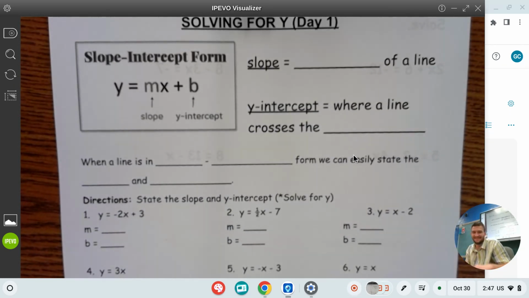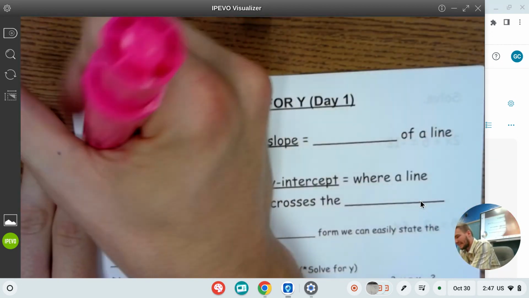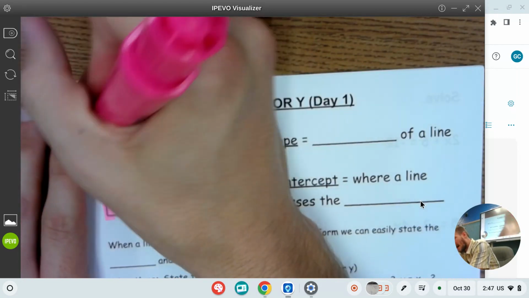Back in Mr. Carter's math class, and today we're solving for y. Awesome. So we are solving for y. In particular, check out this box.